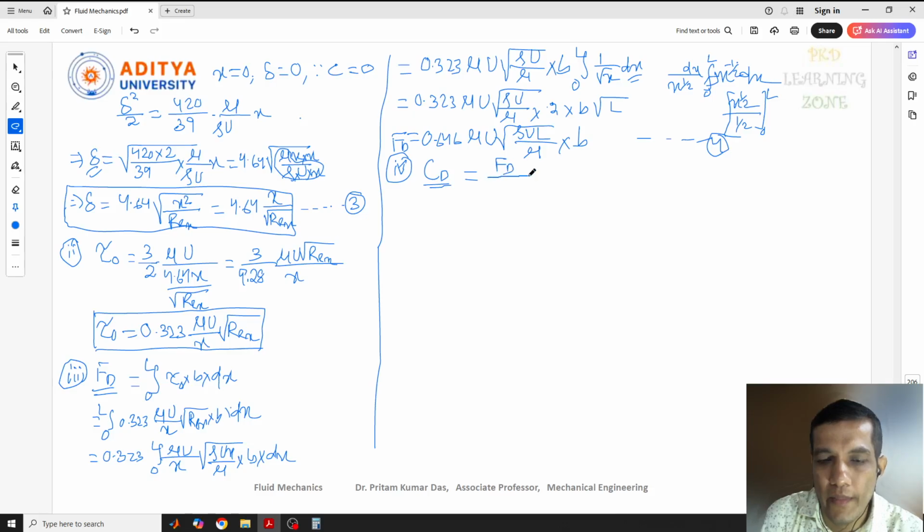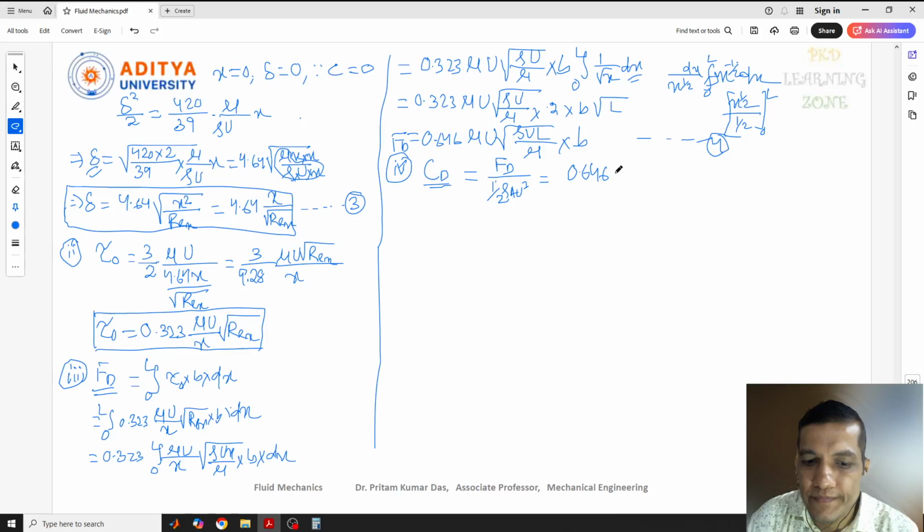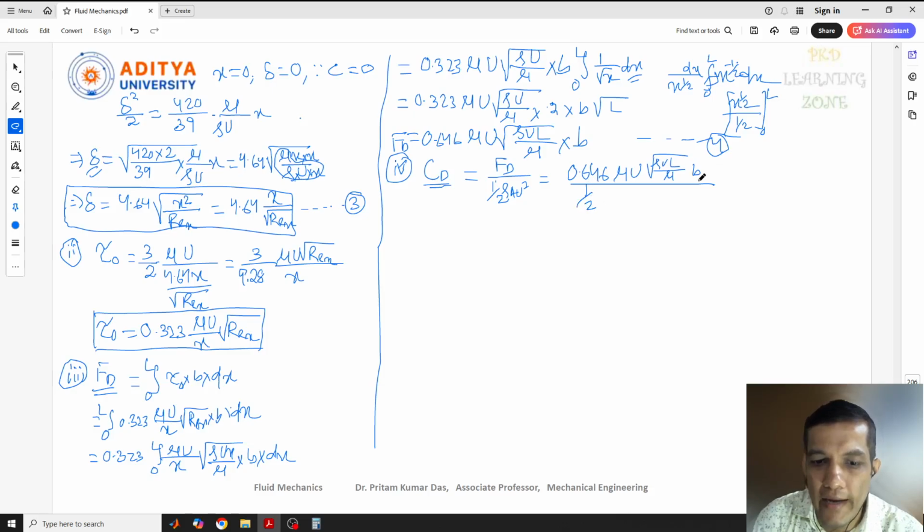This is Fd. In the last lecture I told you how to find the coefficient of drag, that is Fd by 1 by 2 rho A u square. So now see, again Fd is going to be substituted here. So Fd equal to, again write down this value 0.646, and this is mu into u root over of rho ul by mu, this is nothing but the Reynolds number, into b, and divided by 1 by 2, area you need to write as length into width, and this is u square.